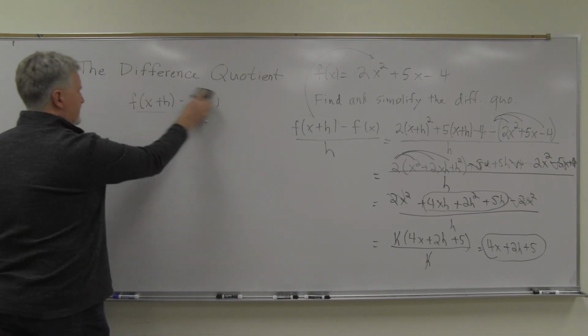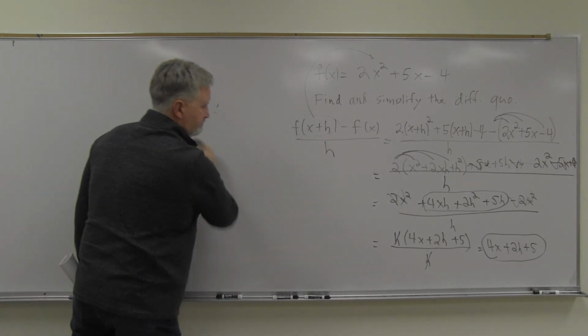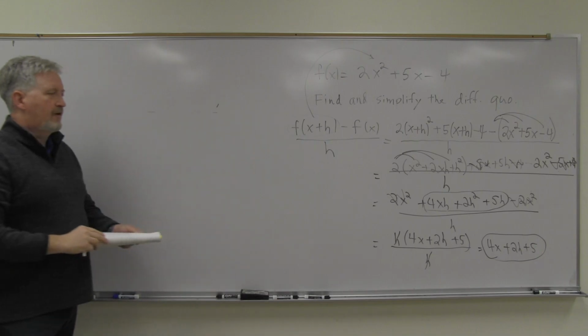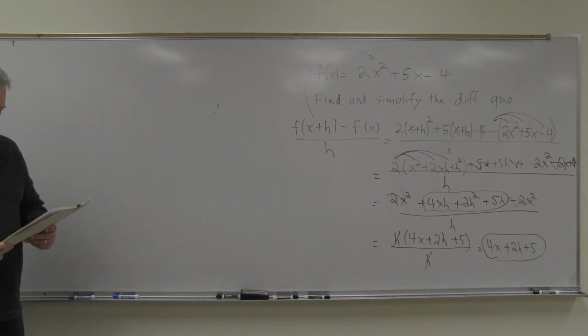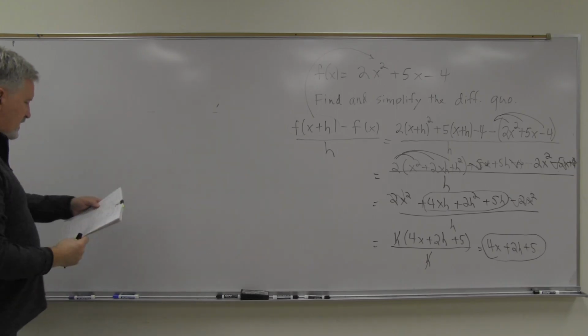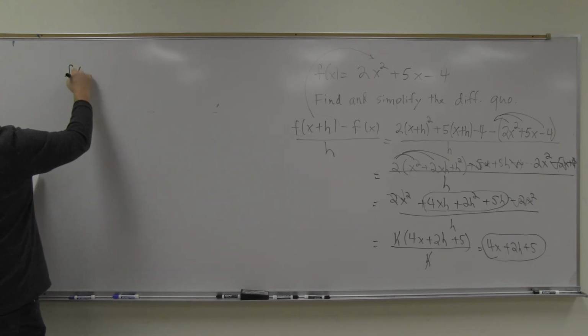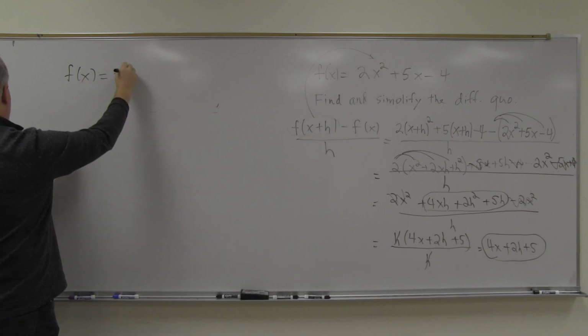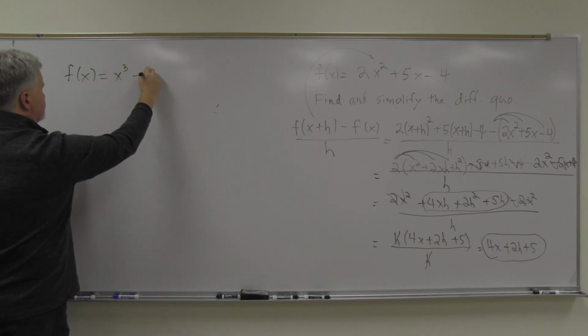Show you what happens there. But yeah, ones like that, they tend to simplify quite nicely. Let's take a look at this one and do the difference quotient on it. All right, f of x equals x cubed minus 2x.